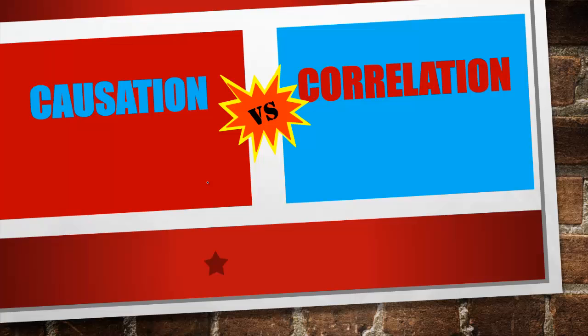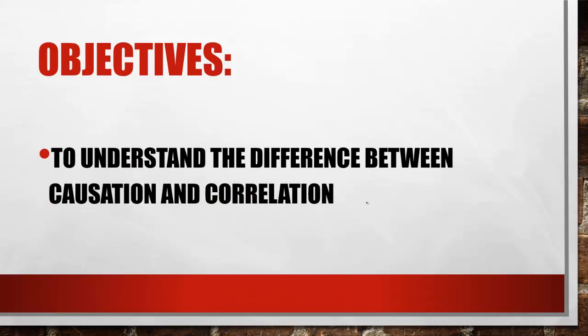All right, so let's start off with some objectives. To understand the difference between causation and correlation. That's it. So you just have to understand the difference between a couple of things. Easy enough. Let's go on to some vocabulary.